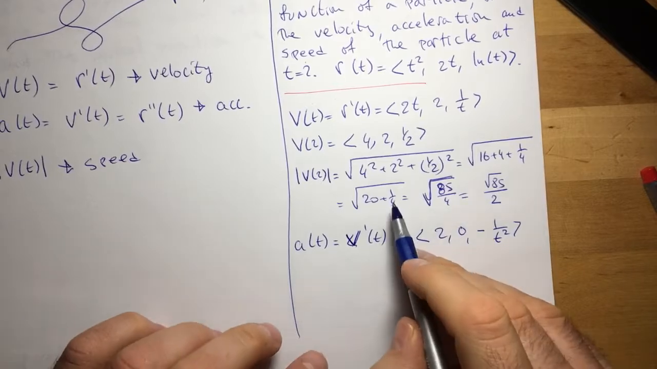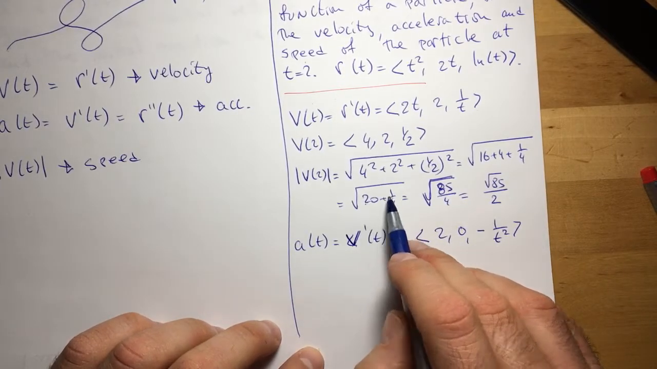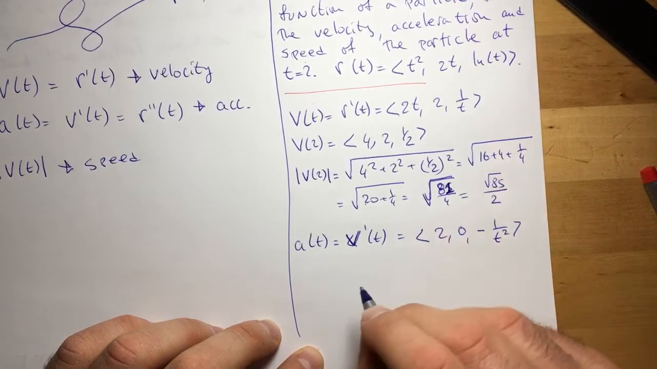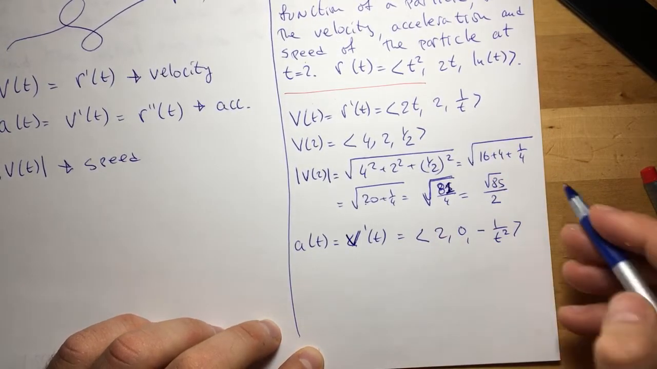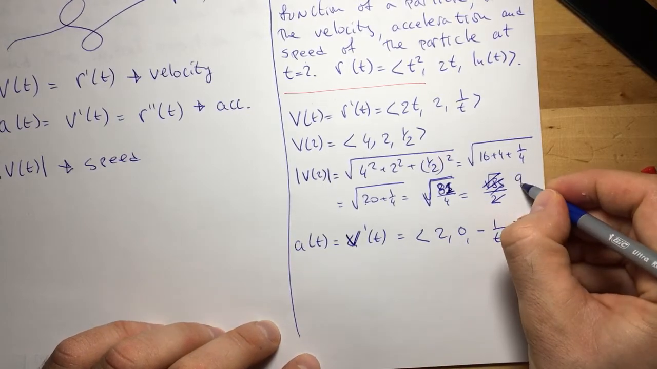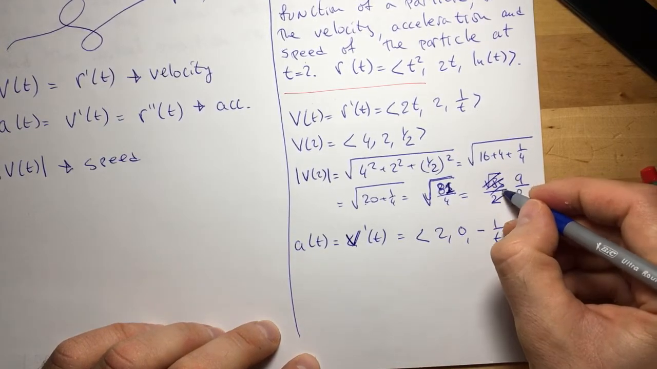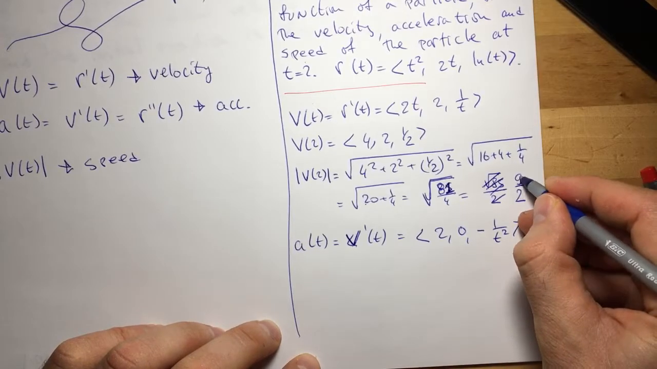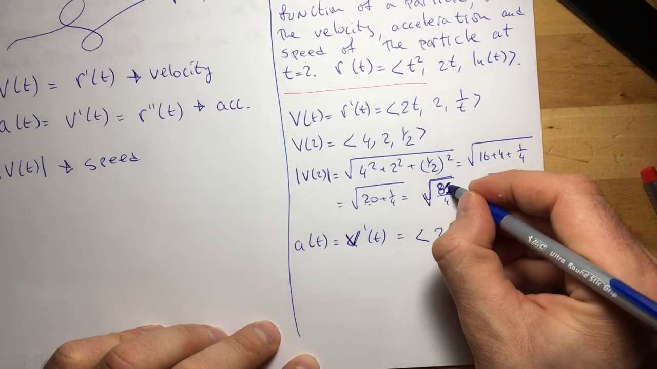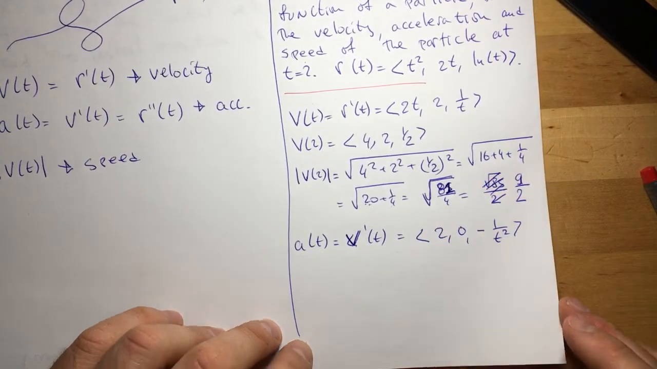Sorry, I made a mistake here. So 4 times 20 is 80. 80 plus 1 is 81. My bad, sorry. So the square root of 81 is 9 over 2. Sorry about that. So 4 times 20 is 80, 80 plus 1 is 81, not 85 as I had previously.